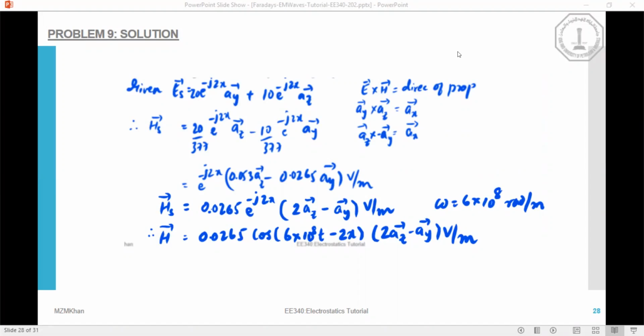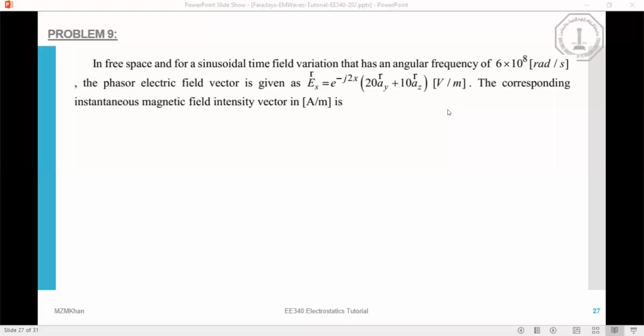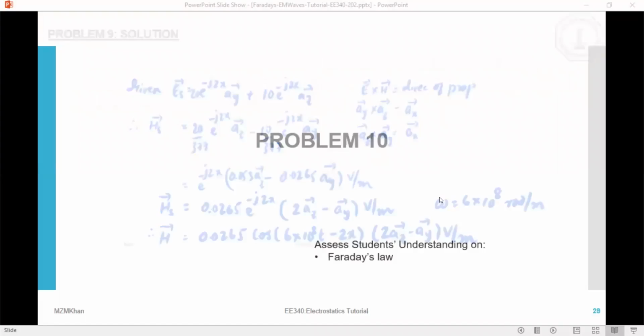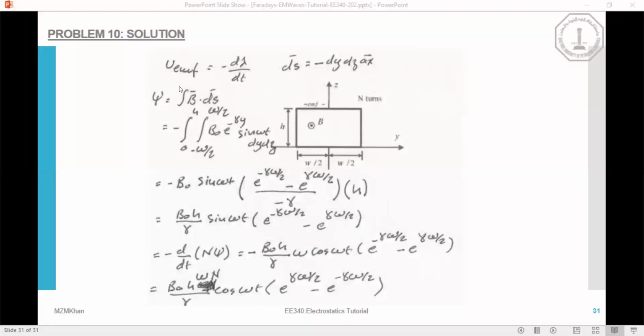I think, guys, it's time now. I think I have finished all of them. This is the last problem, if I'm not mistaken. Again, you need to find the magnetic field intensity vector here. Oh, there is one more. This is another example of the EMF, so you can have a look at it. This is my magnetic field and this is my loop. The idea is the same: you first find psi, and then you find the EMF using psi.